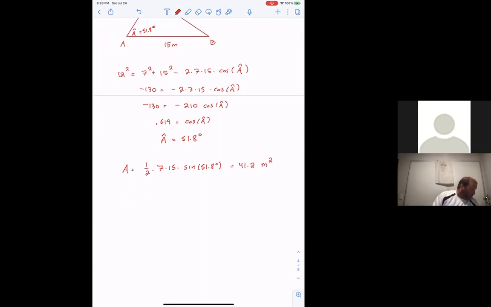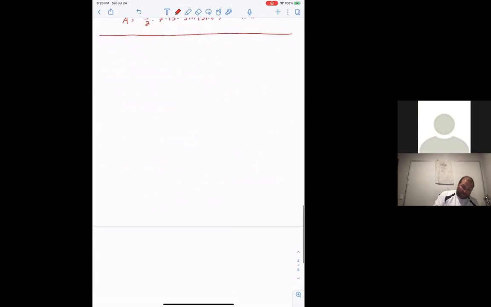Oh, the book says cubic meters. How nice, another mistake. Okay, and then we have another example here. This is the last example before the next collection of exercises. This is a nice one. This is a good one.